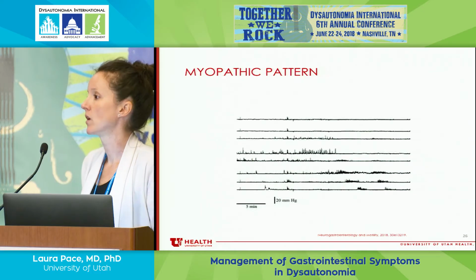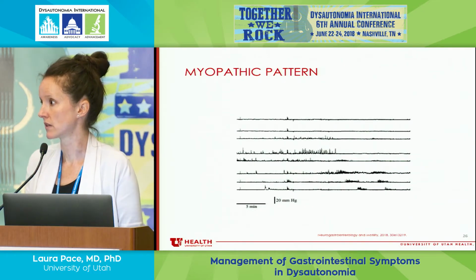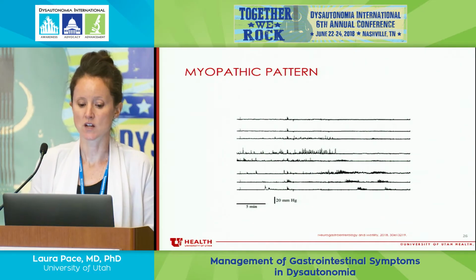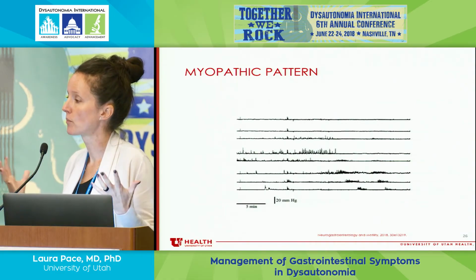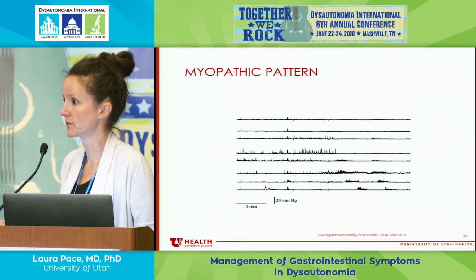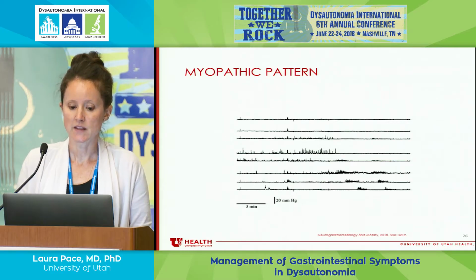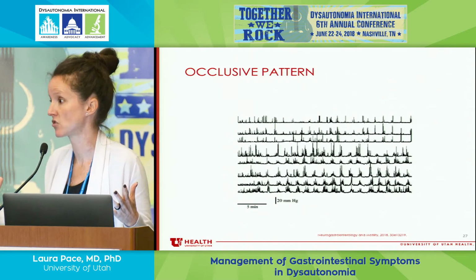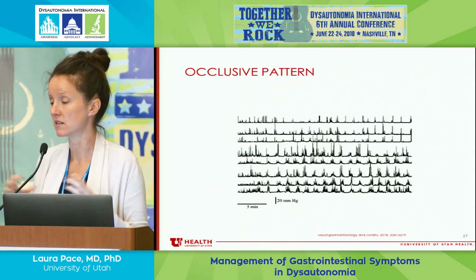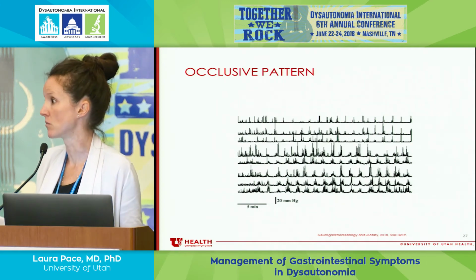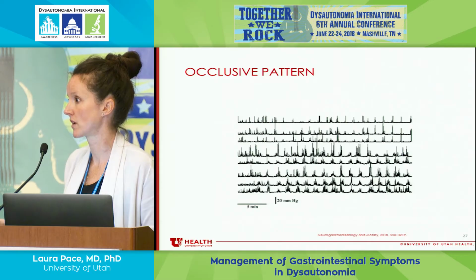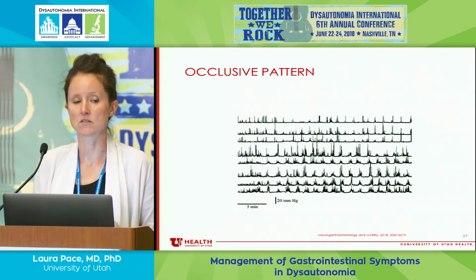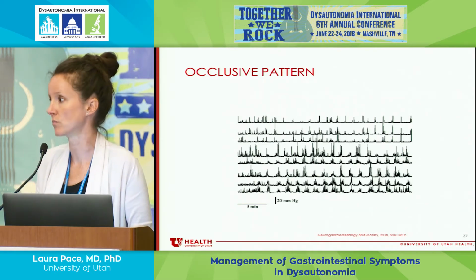And then when we look at what a myopathic pattern looks like on antroduodenal jejunal manometry, it's basically just lower pressure measurements from the lumen. And then when we look at an occlusive pattern, this is basically just simultaneous contractions, a lot of them. This person does not move food through their gastrointestinal tract. They usually have a diagnosis of chronic intestinal pseudoobstruction.